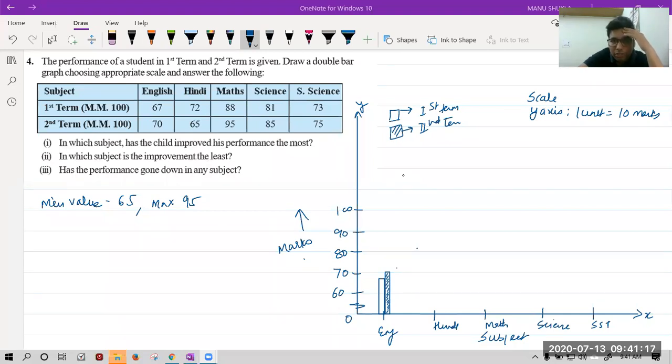Sir, how much value we should king? There is no limitation for king, beta. Suppose you have a value starting from 1000, you will king till 1000. Obviously, why will you waste your paper? Sir, 0 is also a value. Yes, beta, 0 is also a value. It is a starting value.